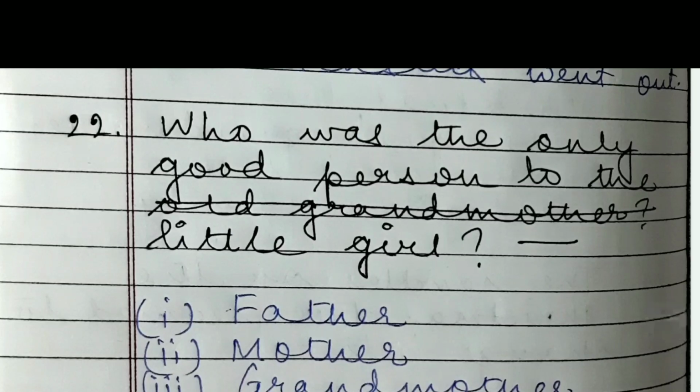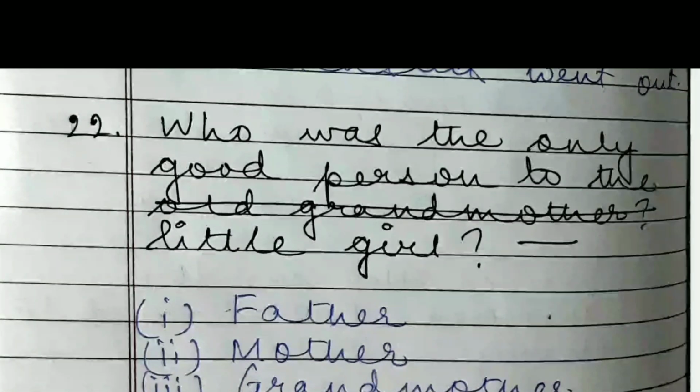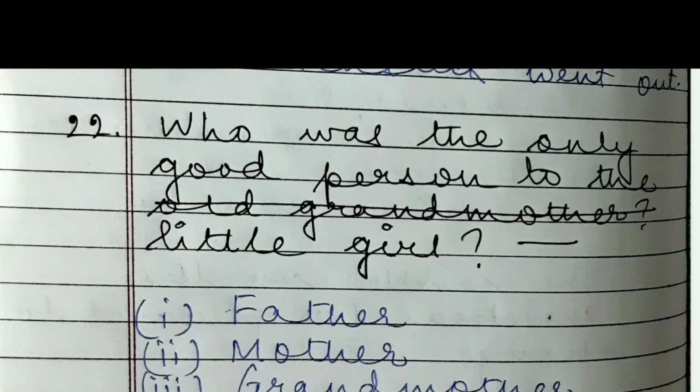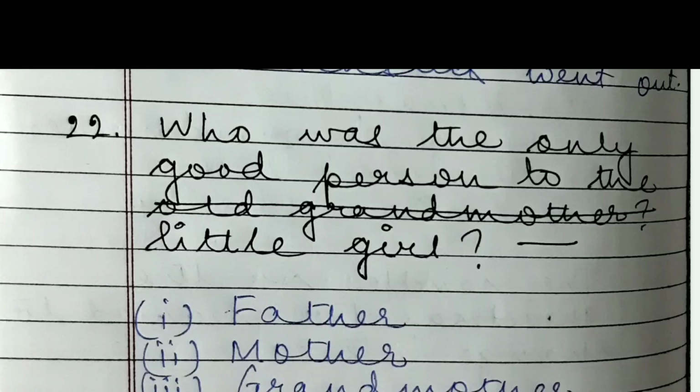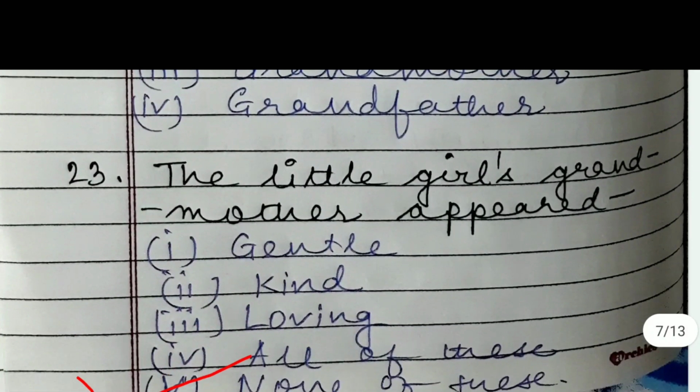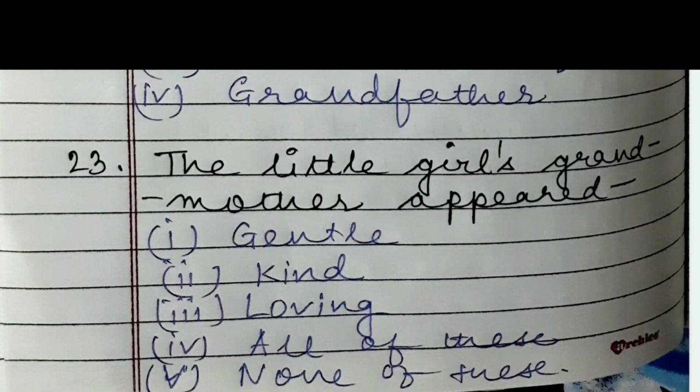Next, question number 22. Who was the only good person to the little girl? Like, who had been the only person who was good to her? And the options are: her father. Option 2, mother. Option 3, grandmother. Option 4, grandfather. And the right answer is option 3, grandmother.